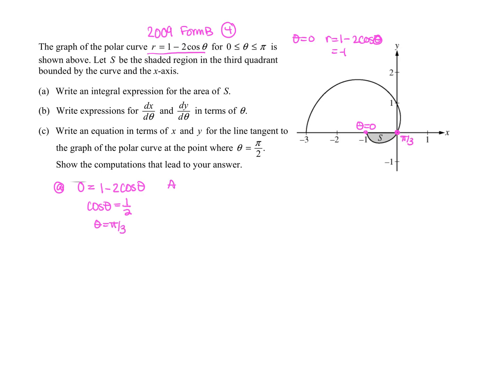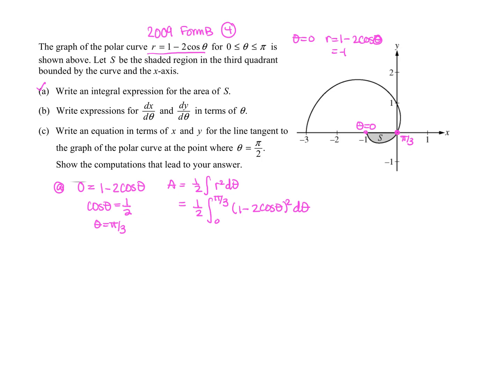Remember, the area for polar is given by 1/2 the integral of r squared d theta. So our area will be calculated by 1/2 the integral from 0 to pi over 3 of r squared d theta. So that's part A.